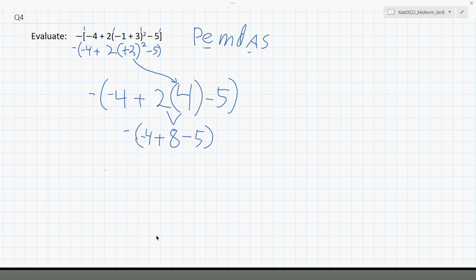There we go. And now we're going to do addition and subtraction inside the parentheses. So we have negative 4 and a negative 5, so that'll be a negative 9. And we have a positive 8.